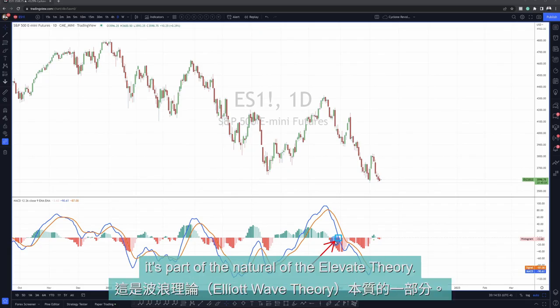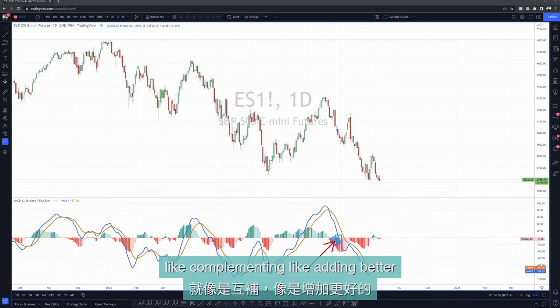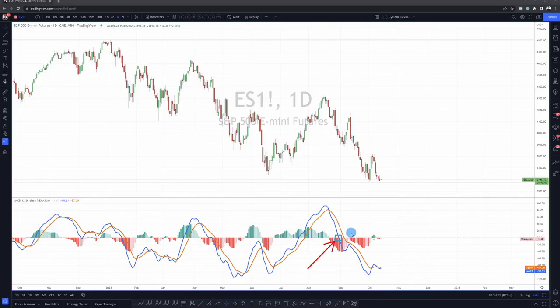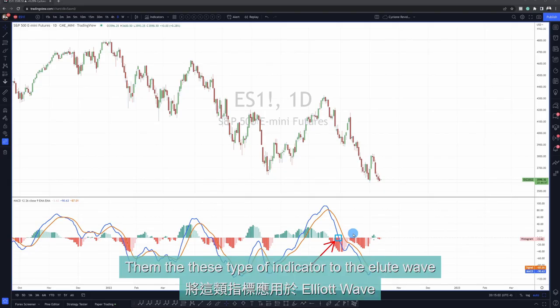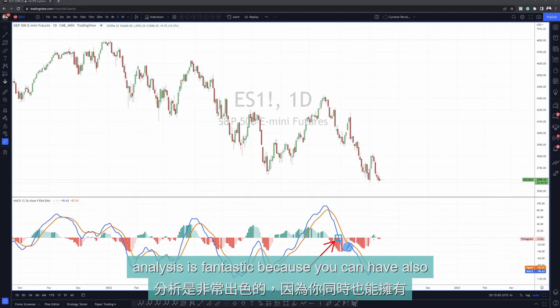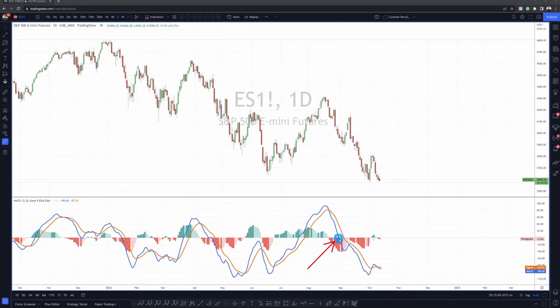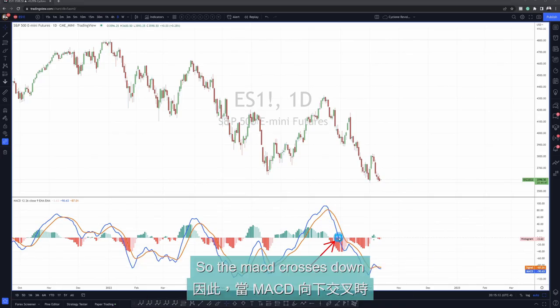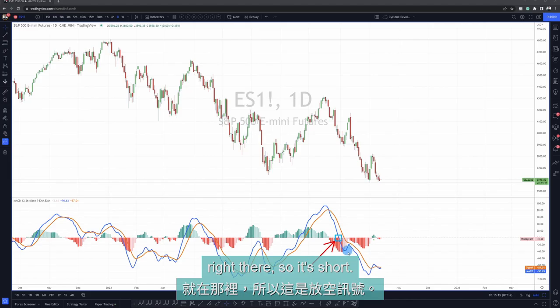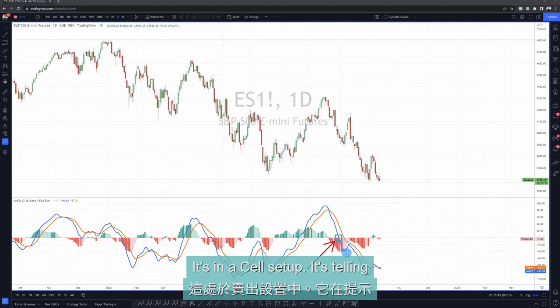But complementing the Elliott wave analysis with this type of indicator is fantastic, because you can also have an objective point of view. So the MACD crosses down right there, so it's short. It's in a sell setup. Right? It's telling us that from there it's to sell. You shouldn't be buying.